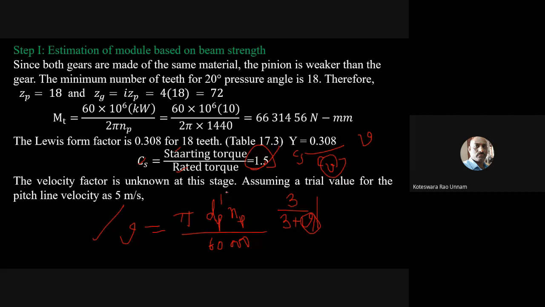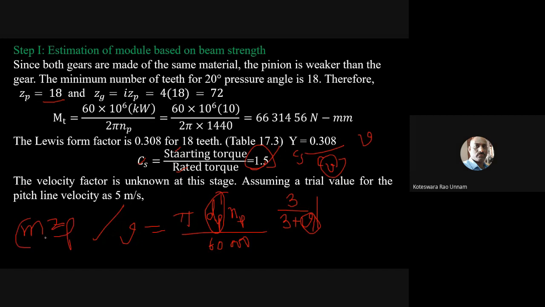So we don't know what is the diameter of the pinion. We know only the number of teeth here. You won't get the diameter. Number of teeth multiplied by module is going to be the diameter of the pinion. Here we don't know what is M value. We have to estimate that. So V is also unknown to you.